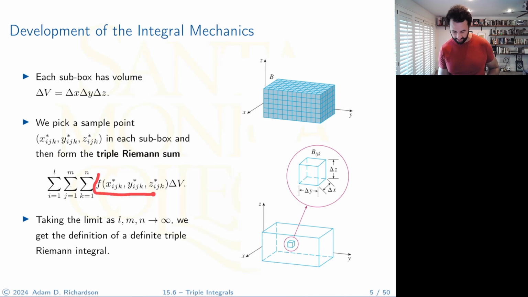This is us evaluating F at that point and then multiplying by the volume of that box. And then you add all those boxes up and you get a rough approximation, right? And then taking the limit as L, M, and N, so all three of these go to infinity, we get the definition of a triple Riemann integral.